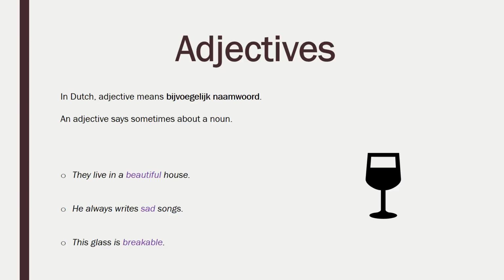So an adjective says something about a noun, it says something about a person or an animal or a thing. Just like these examples, they live in a beautiful house. So we've got beautiful saying something about house. The house is beautiful. He always writes sad songs. We now know that the songs are sad. So sad, the adjective, says something about the songs. Same as in this glass is breakable. Breakable says something about glass. So an adjective says something about a noun.